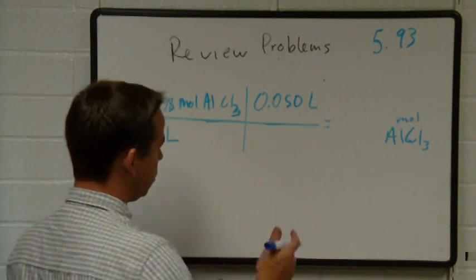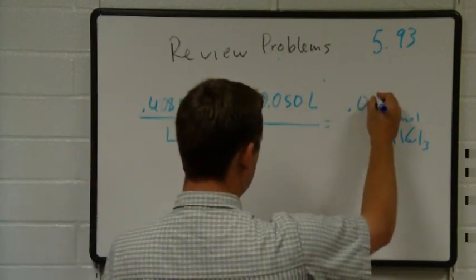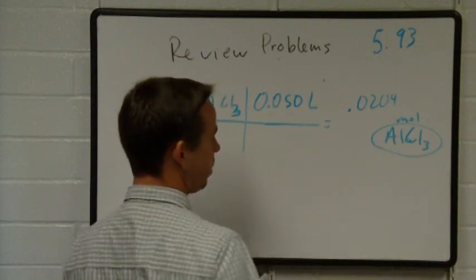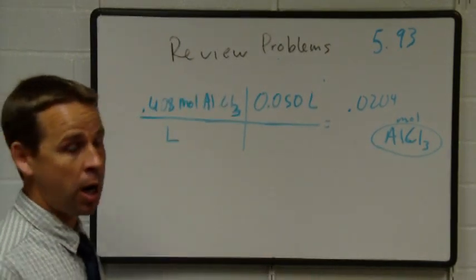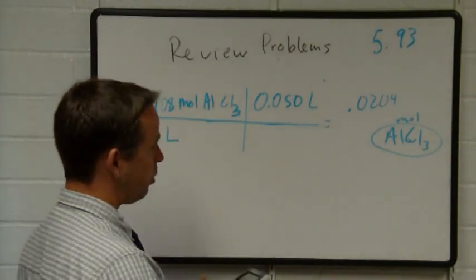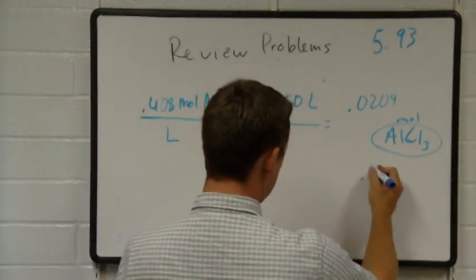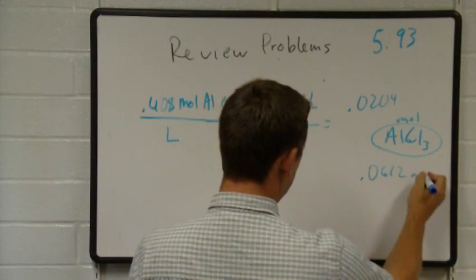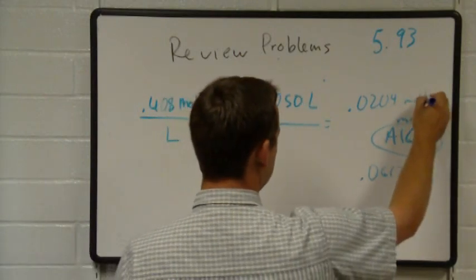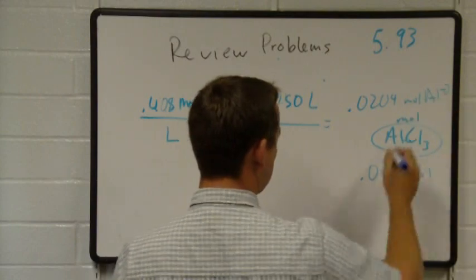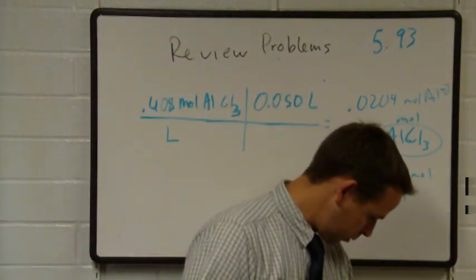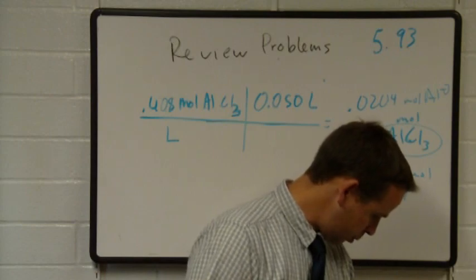And that's how many moles of aluminum we're going to have. It's how many moles of aluminum chloride, but it's also how many moles of aluminum. For every 1 mole of aluminum chloride, we have 1 mole of aluminum. And we just multiply that by 3 to find out how many moles of chloride, which is 0.0612 moles of the chloride ion. All right, so this is how many moles of the aluminum ion. That's how many moles of the chloride ion. All right? That's what they asked us to do, the number of moles.